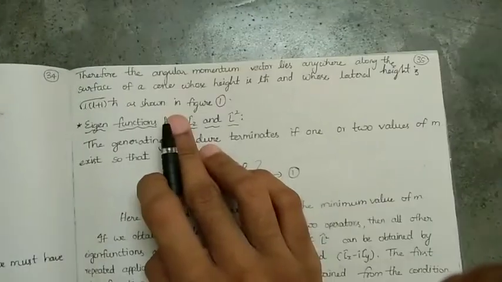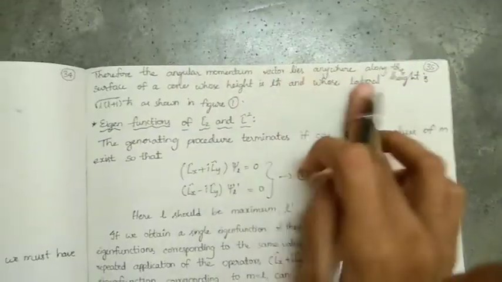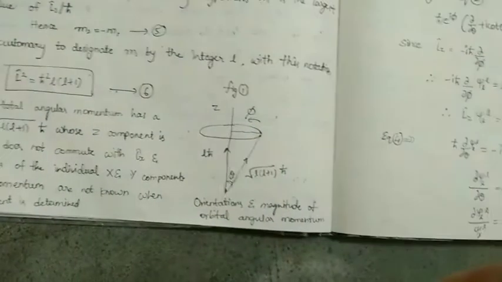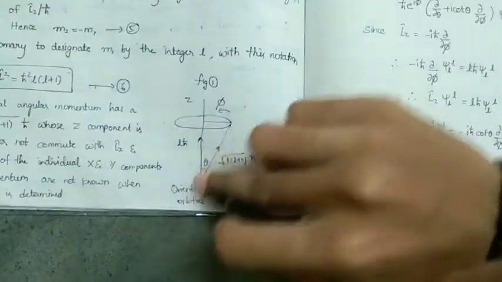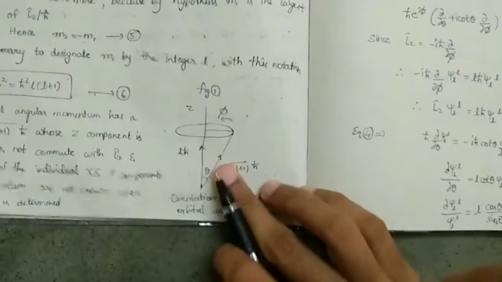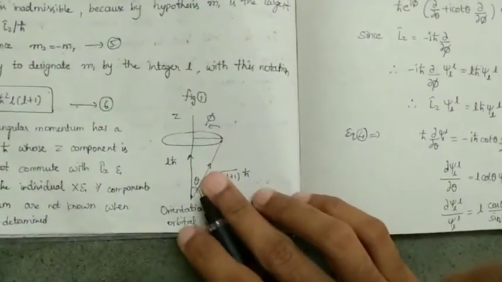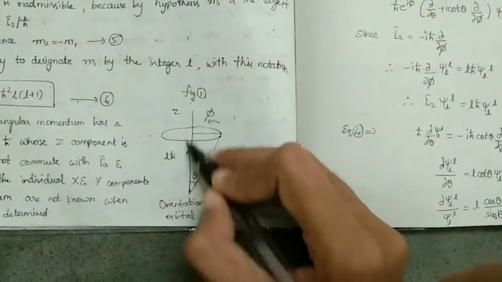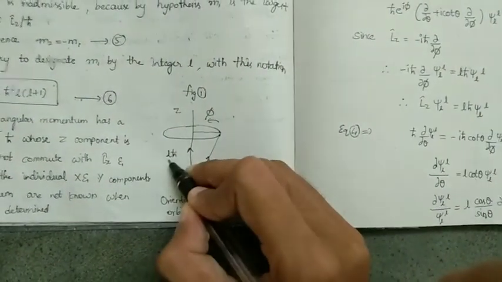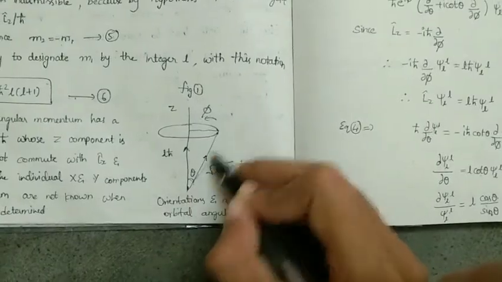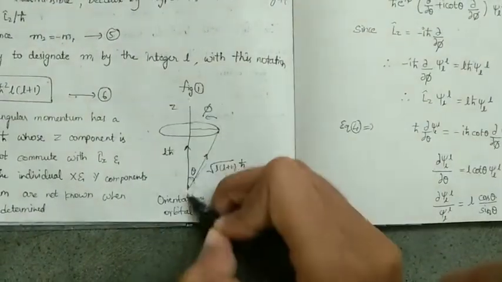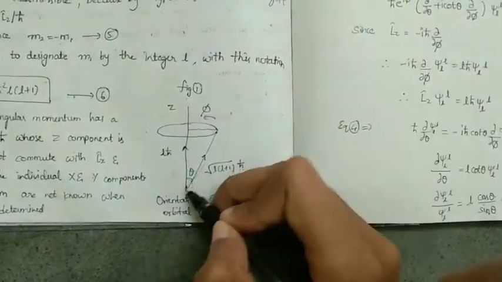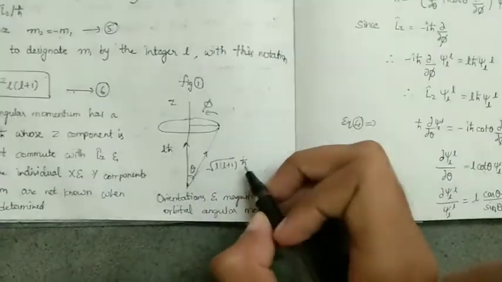So here the angular momentum vector lies along the surface of the cone. This is the angular momentum vector, going along the surface of the cone, the conical form. The height of this cone is L h cut. This is the normal height of the cone from here to here, and this is the lateral height of the cone, and the lateral height is root over L into L plus 1 h cut.